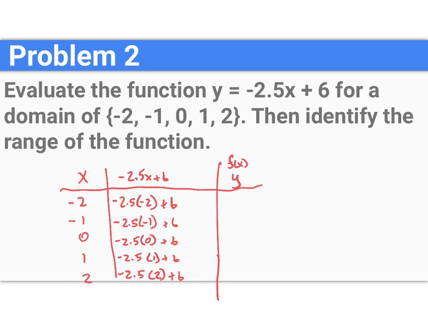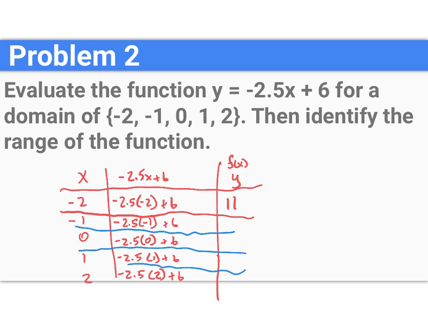Okay, so let's deal with this. The reason why we put our substitution in parentheses is so that we keep our signs straight. So -2 times -2.5 is +5. Add that to 6 and you get 11 as an output. Let's do these in blue. I should have done that top line in red. So this is making an input-output chart. -2.5 times -1 is +2.5 plus 6 is 8.5.